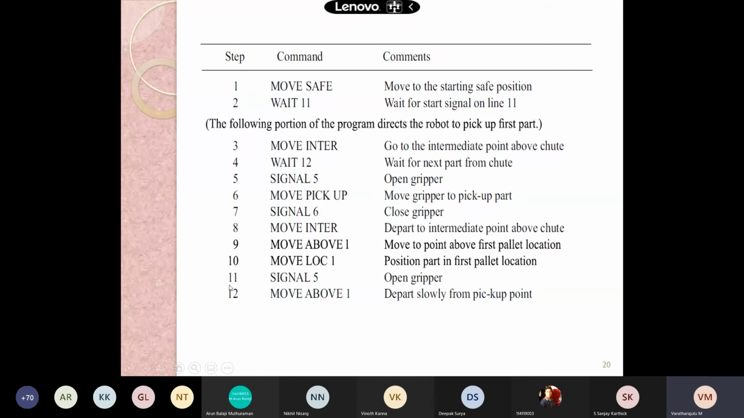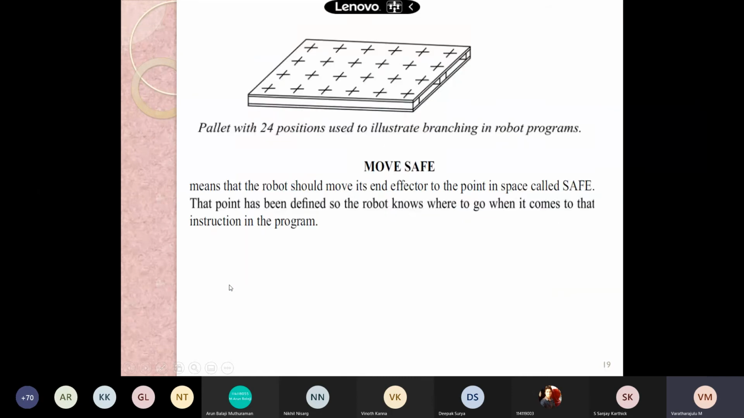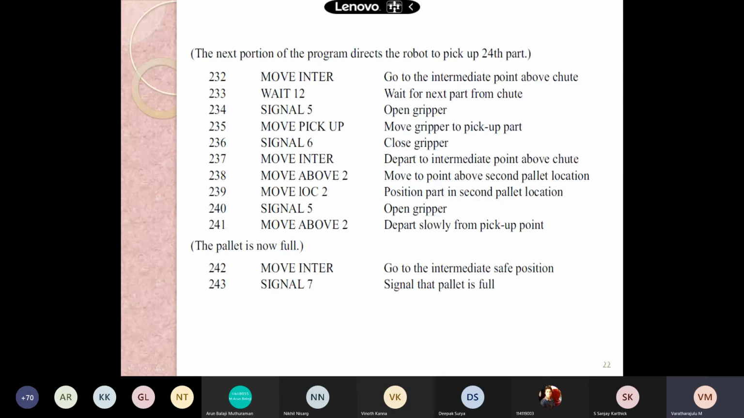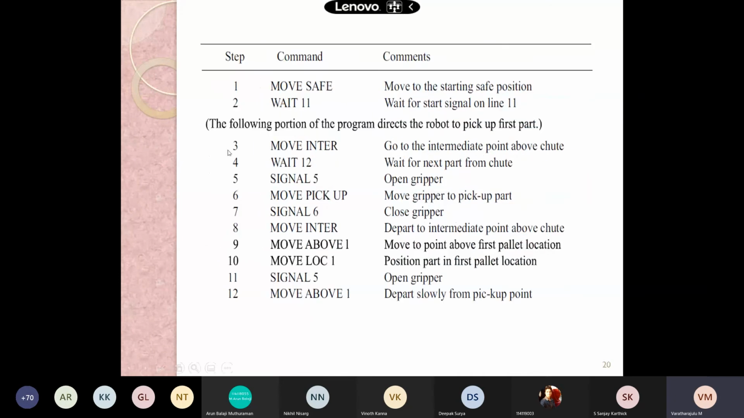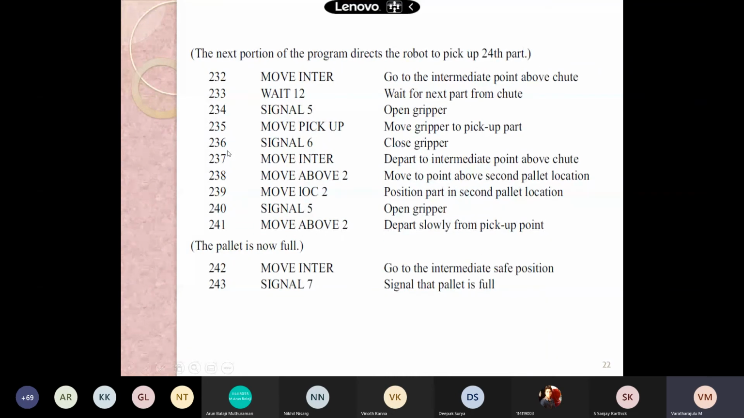And if it is the 24th part, what happens, we need to add 24 here. This is the 23rd part, and the next portion of the program directs pick up 20, it might be 24, and this serial has to be 24, this would be the 25, right.